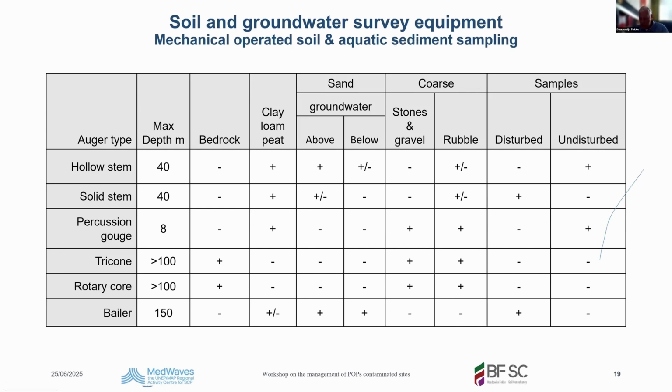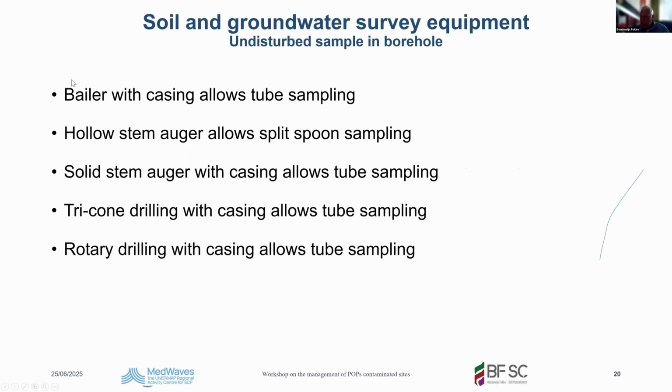You can consult this table in the guidance. Undisturbed sampling in boreholes. Baler with casing allows tube sampling. So with the baler you cannot take an undisturbed sample, but if you use a baler, you can go inside the borehole you made with the baler, and then the borehole is cased, and that allows you tube sampling. Hollow stem auger allows you split spoon sampling. Solid stem auger with casing allows you also tube sampling.